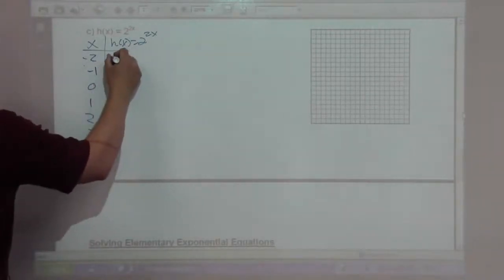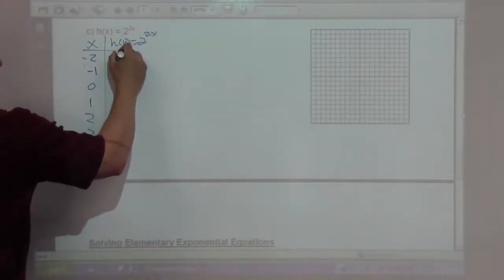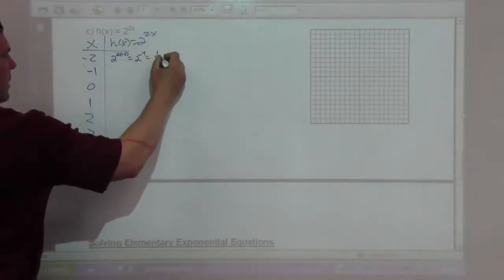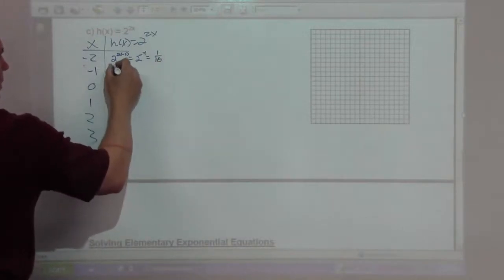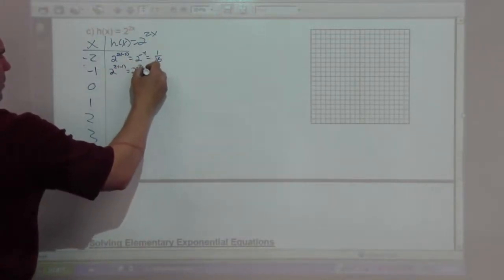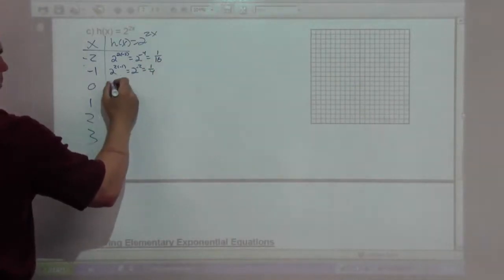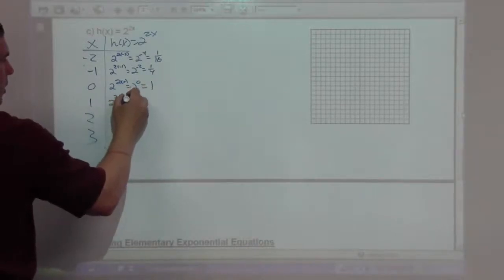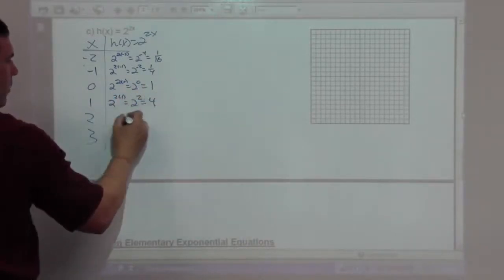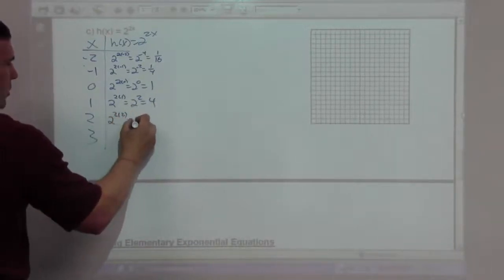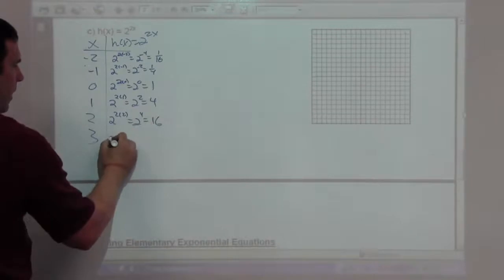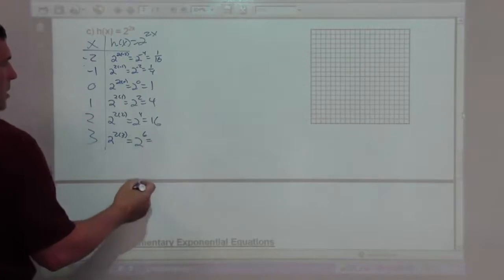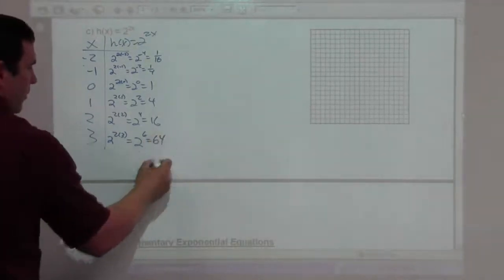Here this is going to be 2 to the 2 times negative 2, 2 to the negative 4, which is 1 over 16. 2 to the 2 times negative 1, which is 2 to the negative 2, which is 1 over 4. 2 to the 2 times 0, which is still 2 to the 0, which is 1. 2 to the 2 times 1, which is 2 to the 2, which is 4. 2 to the 2 times 2, which is 2 to the 4th, which is 16. And 2 to the 2 times 3, which is 2 to the 6th, which is 64.